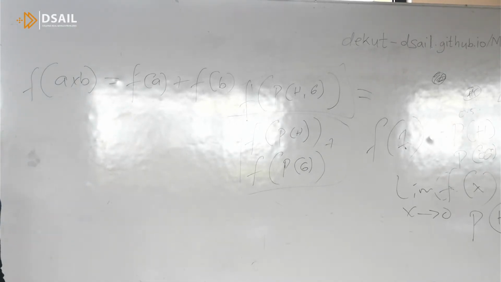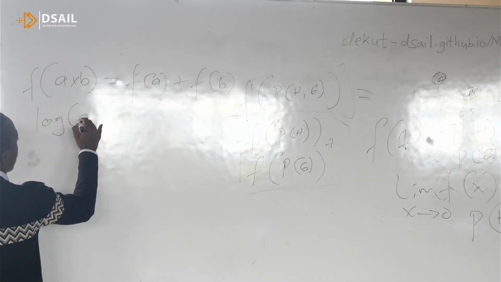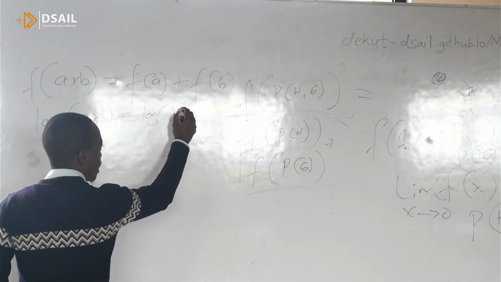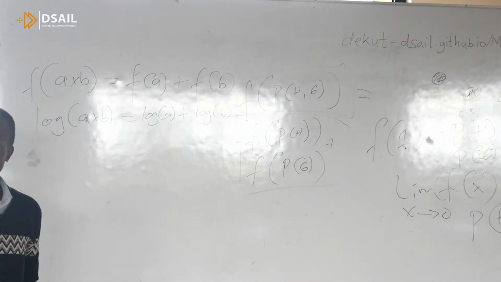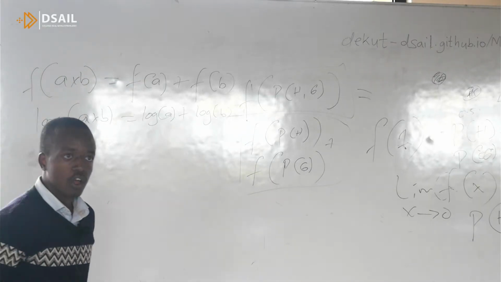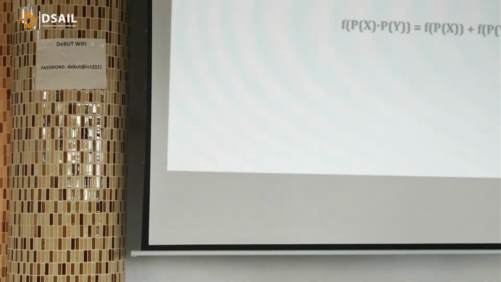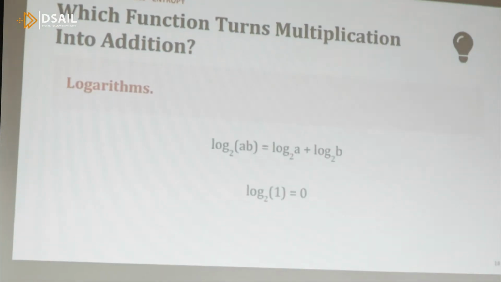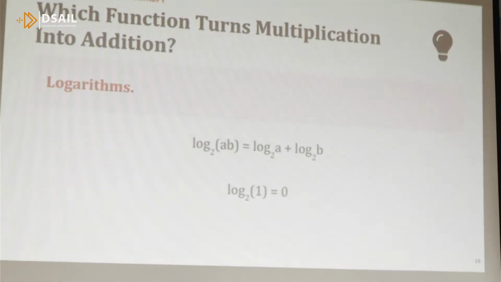Yes, logarithms. Do you remember logarithms? The logarithm of a times b is equal to the logarithm of a plus the logarithm of b. Do you get that point? I hope we're together. So a candidate for our function f is a logarithm function. But there's a caveat. Log of AB is equal to log A plus log B. We use base 2 because information computer-wise is measured in bits.